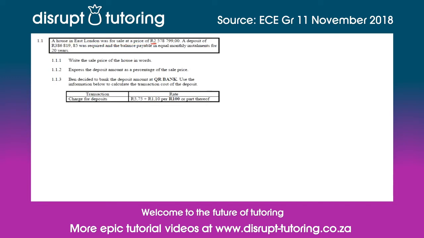So the question begins by saying a house in East London was for sale at a price of R2,578,999. A deposit of R386,819.85 was required, and the balance payable in equal monthly installments for 20 years. So now for 1.1.1, write down the sale price of the house in words.